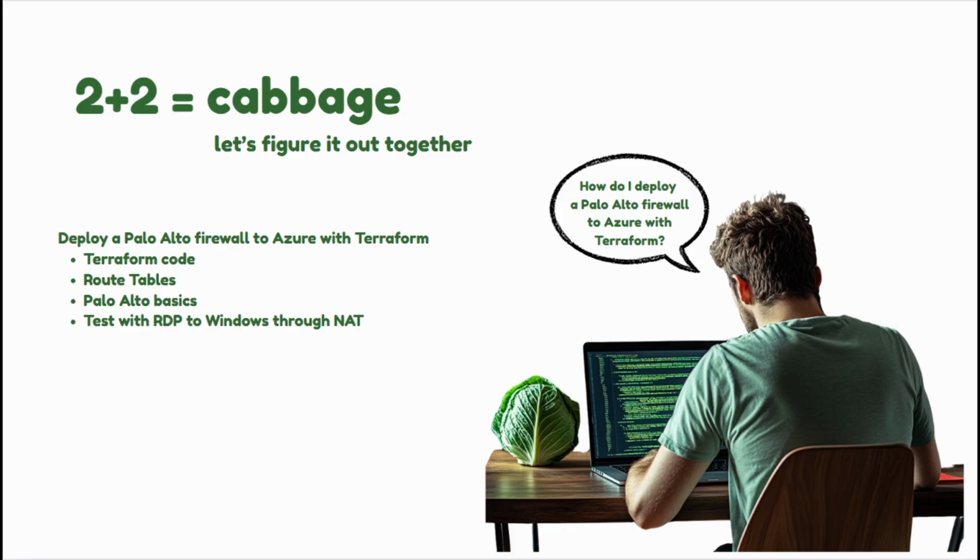seeing what we need to do to deploy a Palo Alto firewall. We're going to take a closer look at route tables to make sure that we're routing the traffic through the Palo Alto firewalls, some basics of the firewall, looking at the interface in a little bit of detail just to get familiar with things to check to make sure it works. We've still got our good old Windows VM that we'll be logging into to make sure we're getting traffic through the firewall. So let's get started. Let's figure it out together.